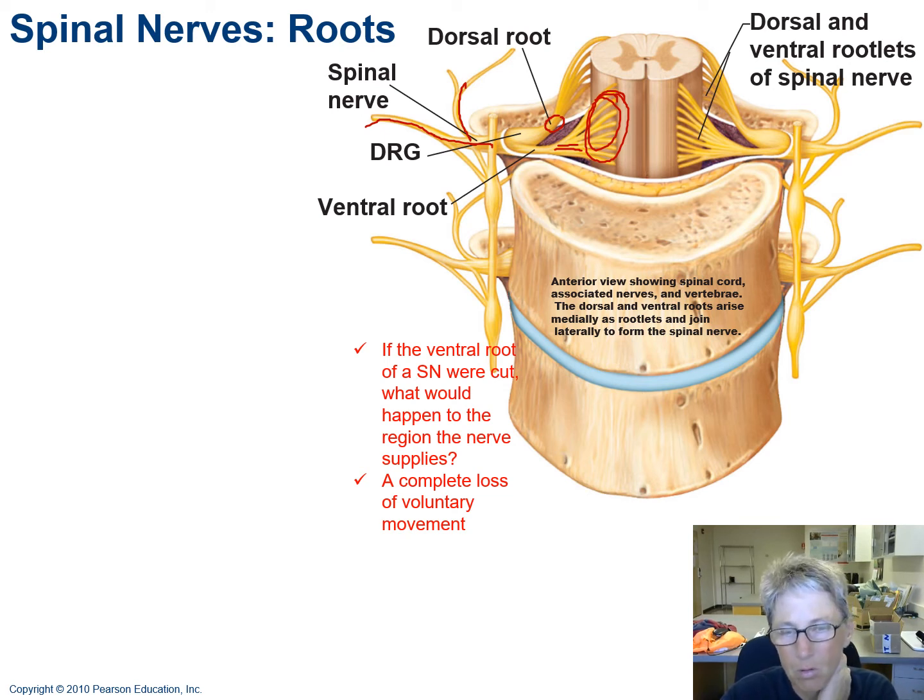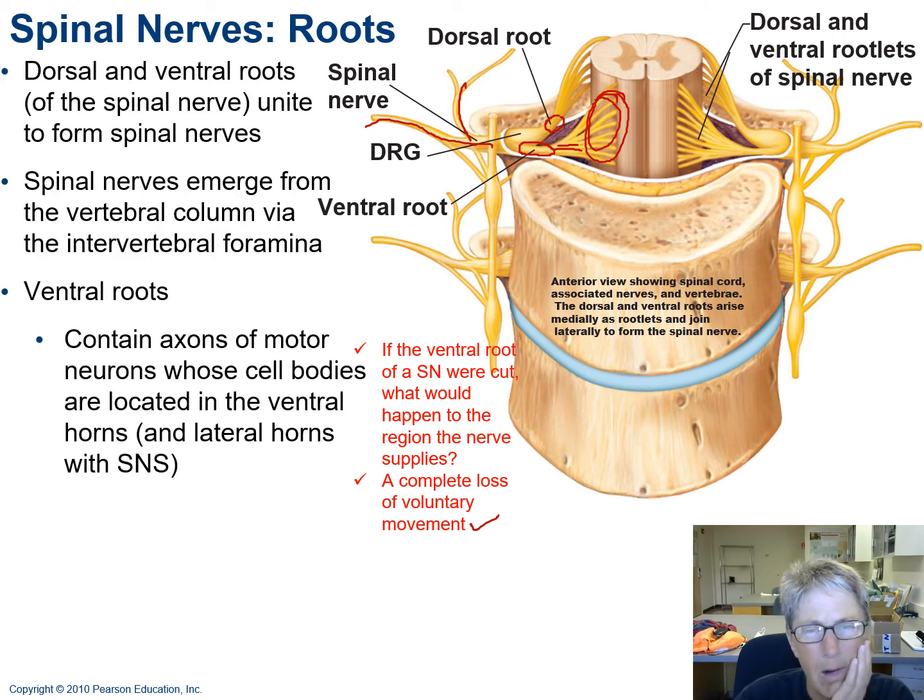So now let's think about a question here. If the ventral root, so right here, if the ventral root of a spinal nerve were cut, what would happen to the region that the nerve supplies? So remember, from the ventral horn, you get motor efferent neurons and their axons. So if you're a motor efferent axon, you're going to be serving a skeletal muscle. So what would happen if you cut that ventral root? You would get a complete loss of voluntary movement in your skeletal muscle.